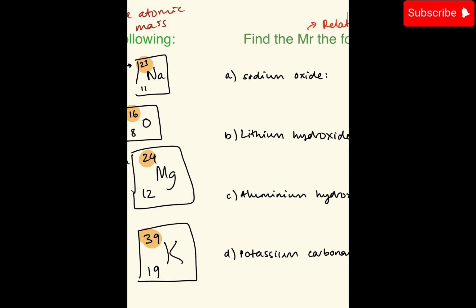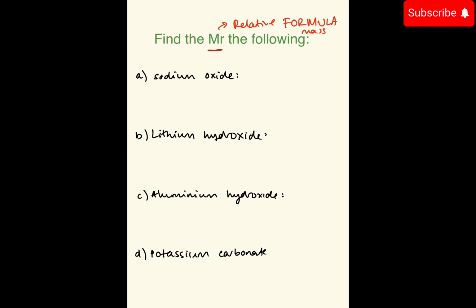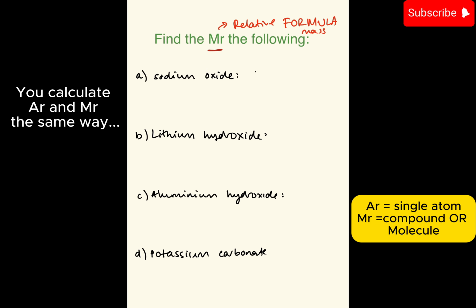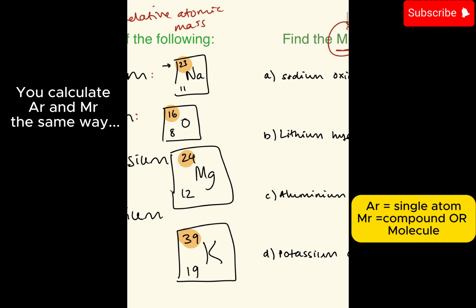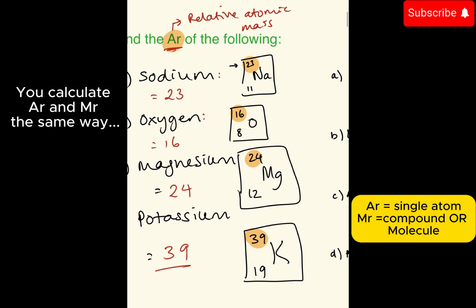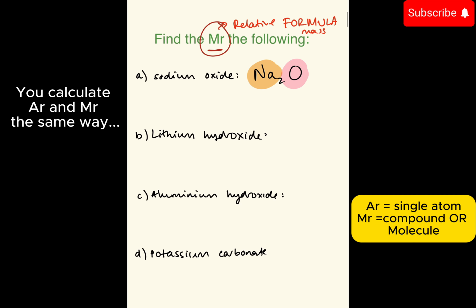Now we're going to look at how to find relative formula mass. So when it comes to Mr now, we're going to find relative formula mass. The first one is for sodium oxide, which has a formula of Na2O. When you have more than one element, so we've got sodium and we've also got oxygen, that's when you refer to the Mr. However, if it's single and on its own, then that is when you find the Ar. That's really all the difference is. It's the same thing. It's just that one is single atoms and the other is entire compounds or molecules. So sodium oxide has the formula Na2O. Let's find them separately.